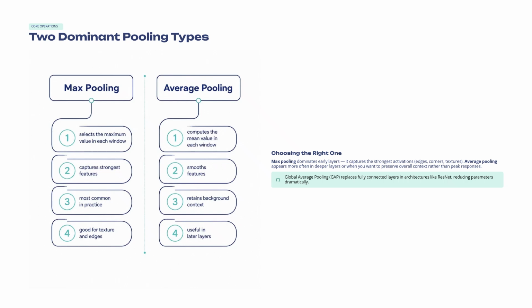Two dominant pooling types are there. One is max pooling and the other is average pooling. Max pooling selects the maximum value in each window. It captures the strongest features, is most common in practice, and is good for texture and edges. Average pooling computes the mean value in each window, smooths features, retains background context, and is useful in later layers.